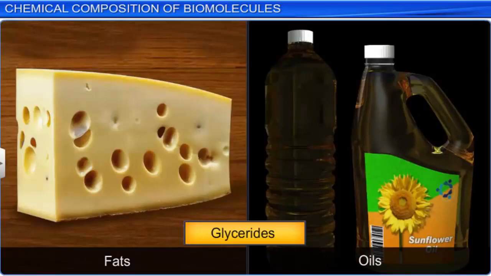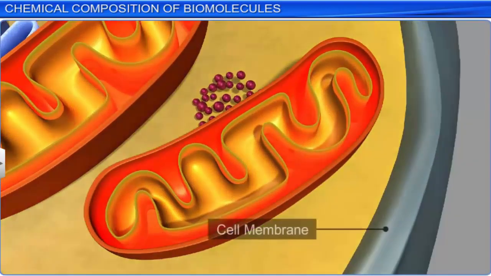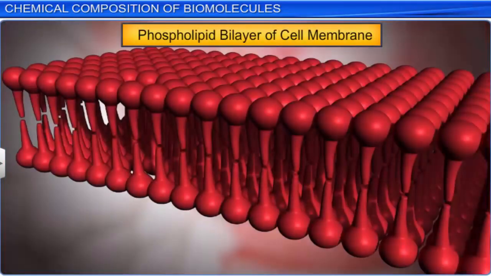Lipids that contain phosphorus and a phosphorylated organic compound are known as phospholipids. They are found in the cell membrane.